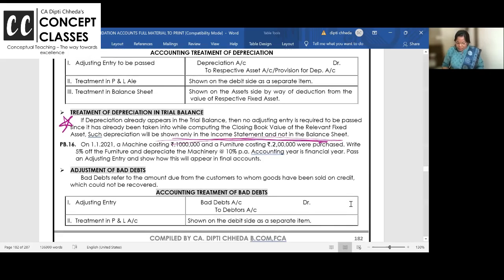Chalo. One machine is purchased for 10 lakh. Comma nahi lagaya. And furniture is purchased for 2 lakhs. Write 5% furniture depreciation, accounting year. Pass journal entries and show how this will appear in the final accounts. Okay? Right. So 16th problem for depreciation we are doing.